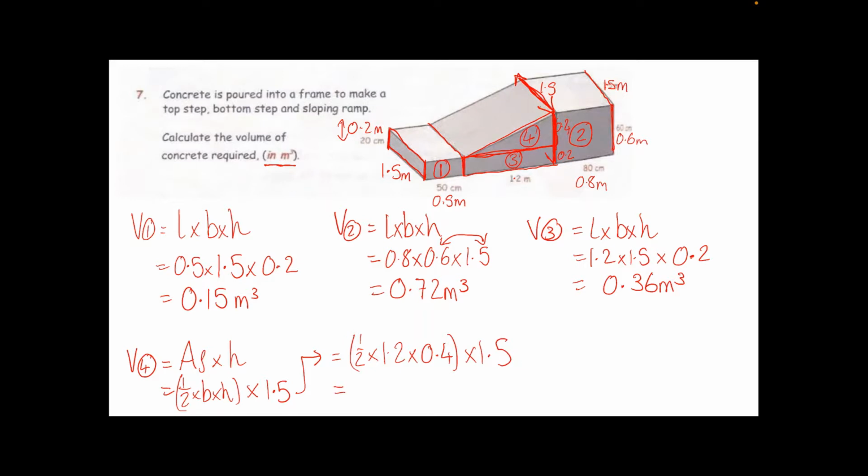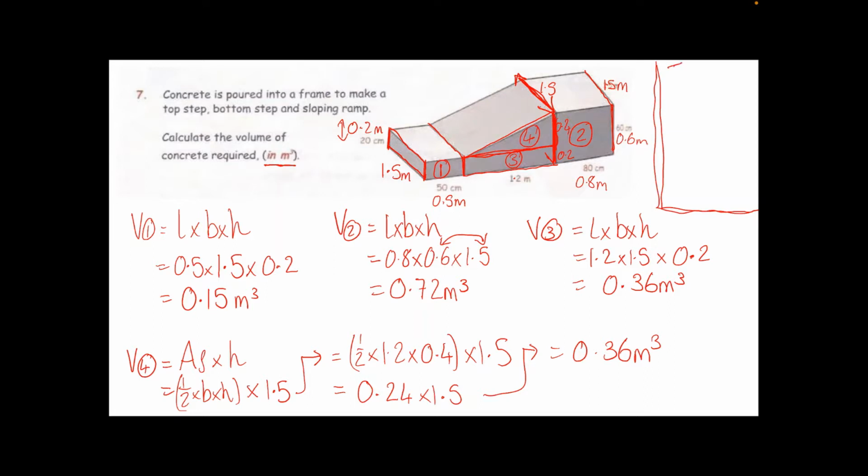1.2 times by 0.4 gives us 0.48, and if I half that by dividing by 2, that is 0.24 multiplied by 1.5. And then we get 0.36 meters cubed again. Again, guys, I'm trying to squeeze this all into the one bit.